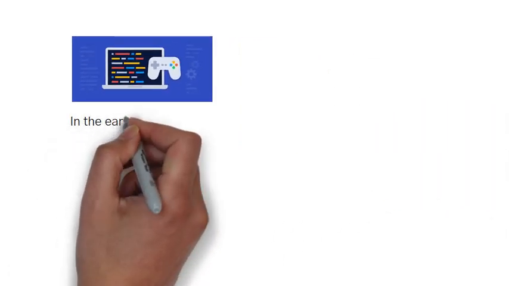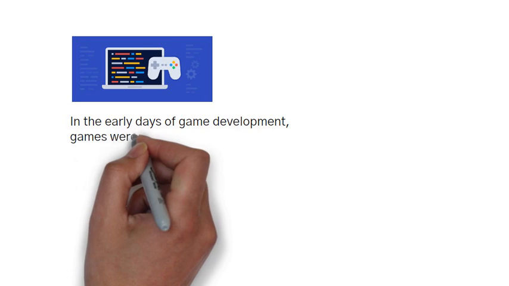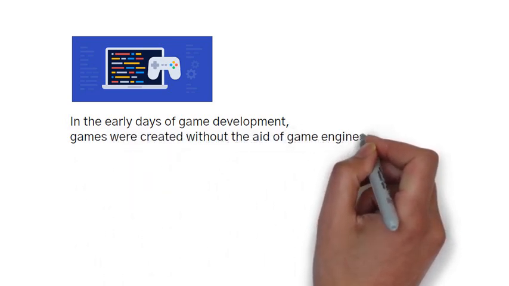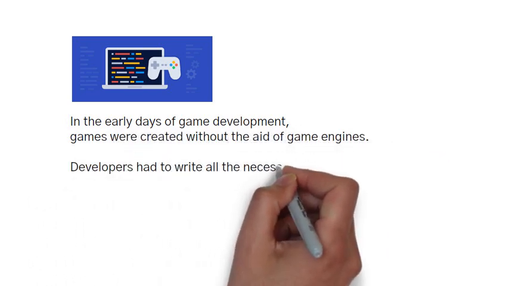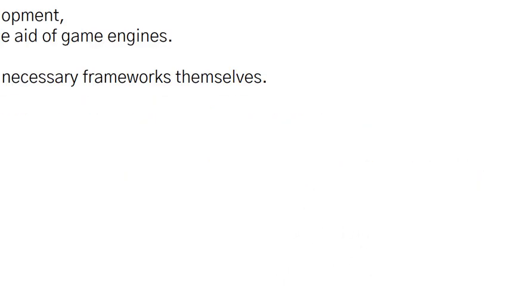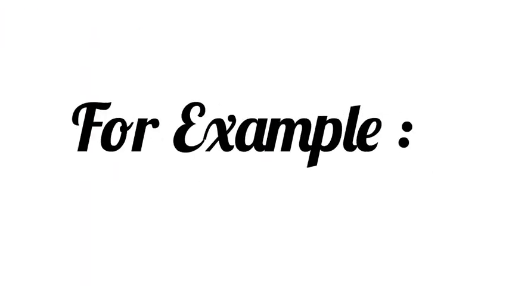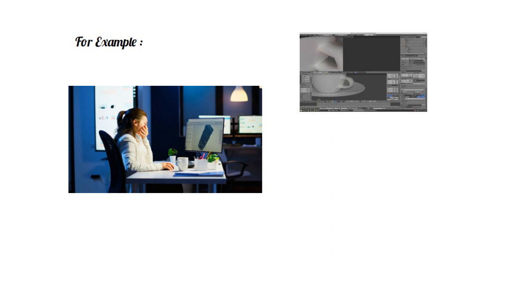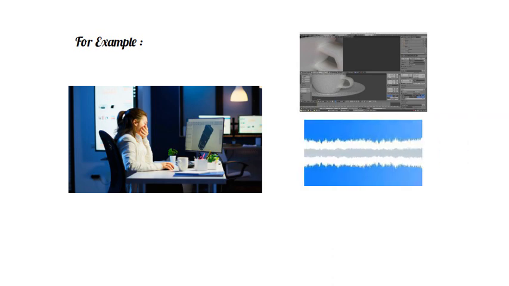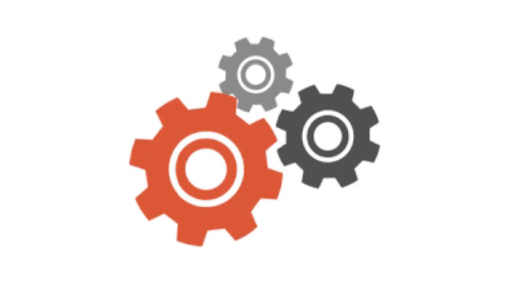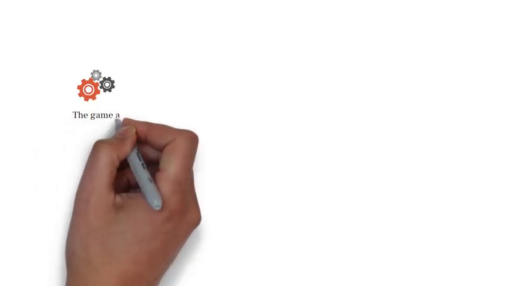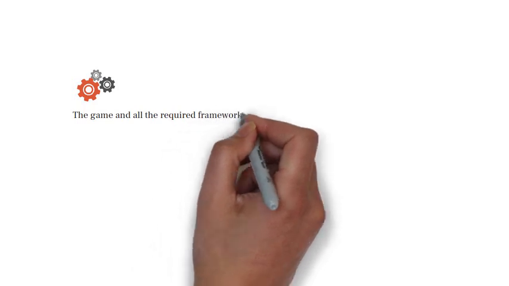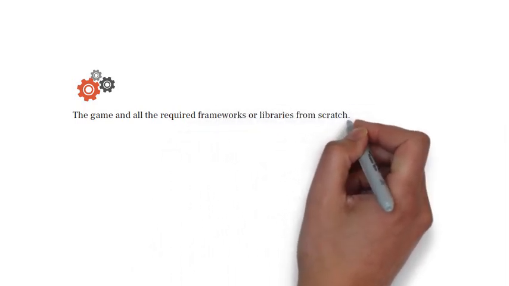In the early days of game development, games were created without the aid of a game engine. Developers had to write all the necessary frameworks themselves. For example, they had to build a renderer to display visuals on the screen, create an audio framework to play sound, and develop a physics framework for simulating relative movements and collisions. The process involved developing the game and all the required frameworks or libraries from scratch.